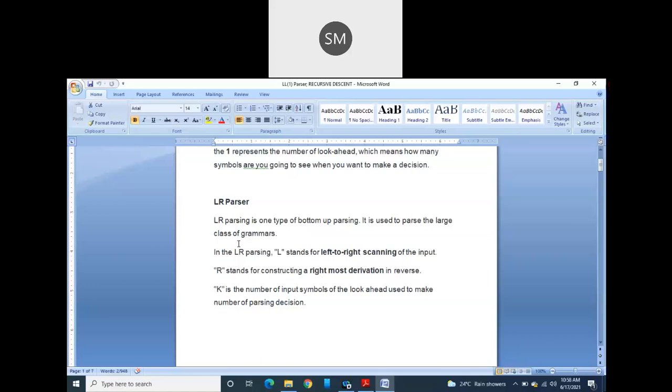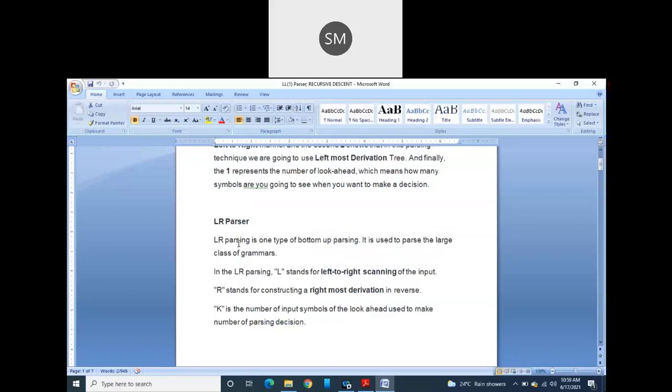Bottom up parsing means you construct the tree starting from the leaf node and then you end with the root node. Okay, so it is in reverse order. That is, you start constructing a parse tree or syntax tree from the leaf node, then you end the construction at the root node. That is bottom up parsing.